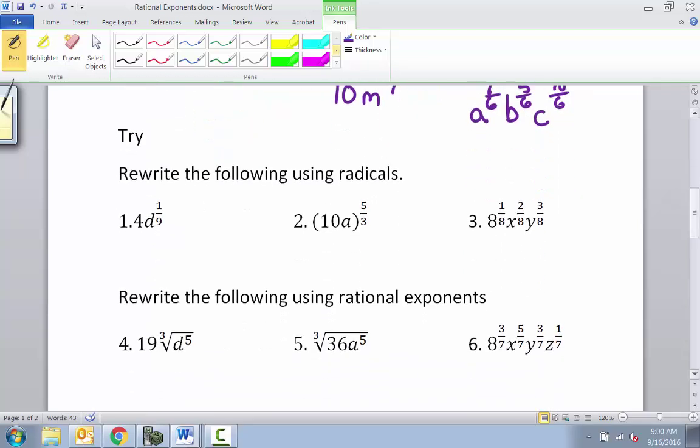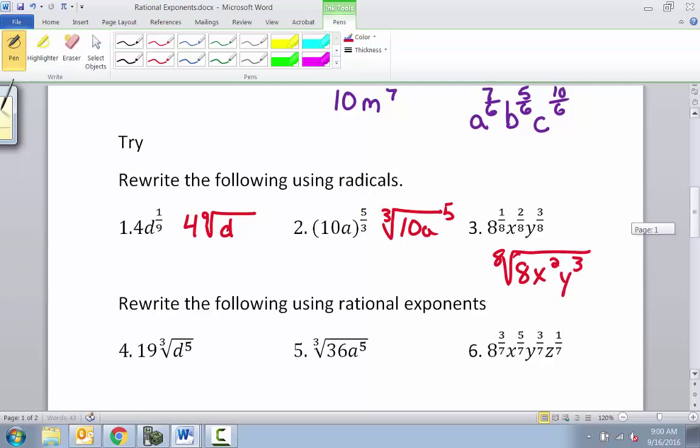All right, so now we have some others. You're going to do these in class, but we can go over them quickly. 4, and then the 9th root of d to the first power. We don't need to write to the first power. Number 2, both of them are inside. 3 is our index, 5 is our exponent. Number 3, we're going to have an index of 8, because they all have the same, and then 8 x squared y cubed.